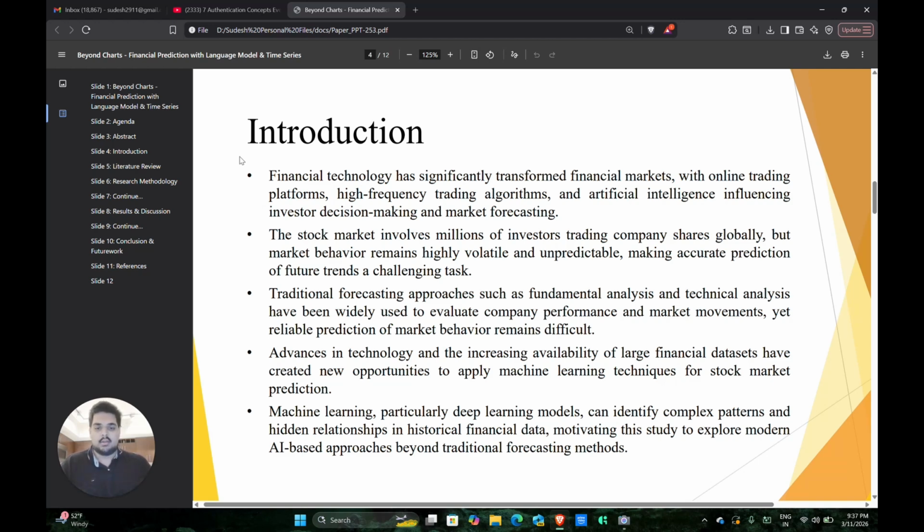So the advances in technology and the availability of large financial data sets have created an opportunity to apply ML techniques as well as LLMs for this prediction. ML is a bigger set, I would say. Particularly, DL models can identify complex patterns and hidden relations in financial data, which is what motivated the study to explore AI-based models beyond the traditional forecasting methods.